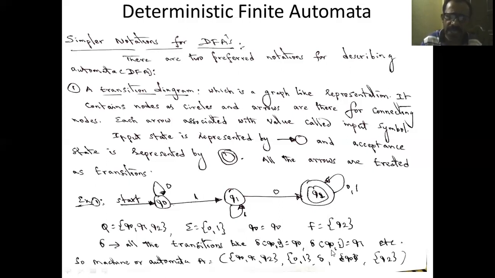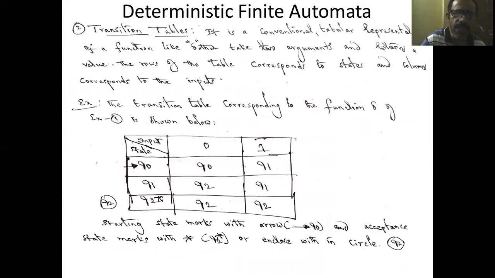So instead of writing all, we can also show all these transitions in a single place, that is called a table. That table is called a transition table. So that is another way of representing deterministic finite automata. Even non-deterministic finite automata can also be represented by using a transition diagram, transition table, or 5 tuples: Q, sigma, delta, Q0, F. Okay. So what is a transition table now?